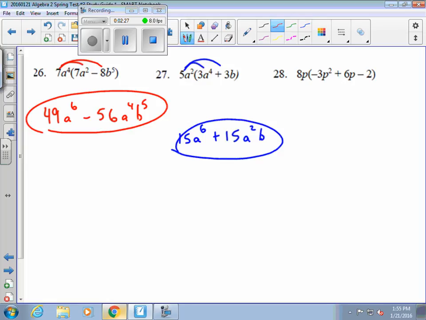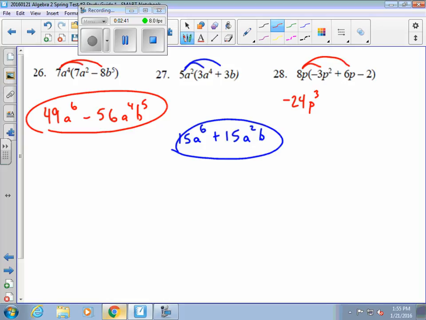Same thing with this one. 8p times negative 3p squared. 8 times negative 3 is negative 24. P times p squared, you add the exponents, p to the first plus p squared. 1 plus 2 is 3.